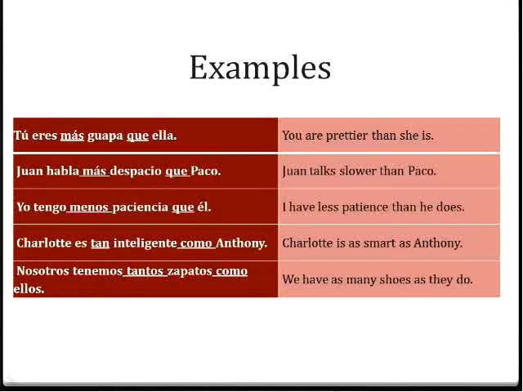Charlotte es tan, okay, this is when things are equal here. Es tan inteligente como Anthony. Charlotte is as smart as Anthony. Nosotros tenemos tantos, if you're talking about more than one, zapatos como ellos. We have as many shoes as they do. Okay?